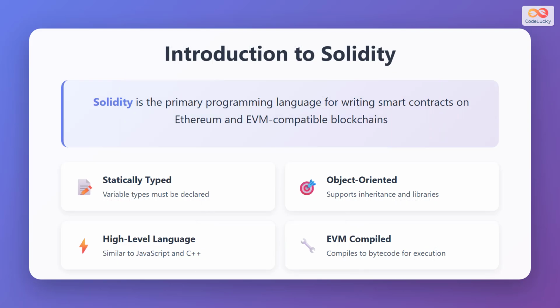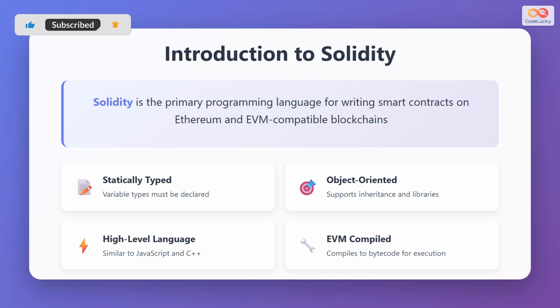Solidity is the primary programming language for writing smart contracts on Ethereum and EVM-compatible blockchains. EVM stands for Ethereum Virtual Machine, which executes the smart contract code. Solidity is a statically typed language, meaning variable types must be declared explicitly and are checked at compile time. It's object-oriented, supporting inheritance and libraries similar to other modern programming languages.